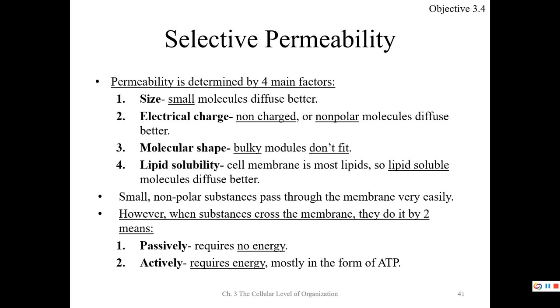Okay. So what we want to do is discuss this idea that if you're small and nonpolar, you go through very easily. And that will be a good kind of framework to remember. Okay, that is the statement: small, nonpolar, passes through the cell membrane, easy, easy, easy. And that will be the big thing to remember. Now, when you do cross that, you can cross actively or passively. Passively means I pass the cell membrane with no energy required. Actively means I do require energy, and that's usually going to be ATP that the energy is provided by.